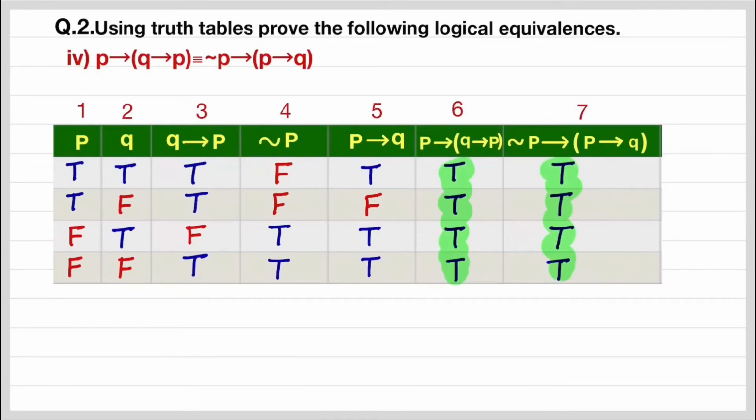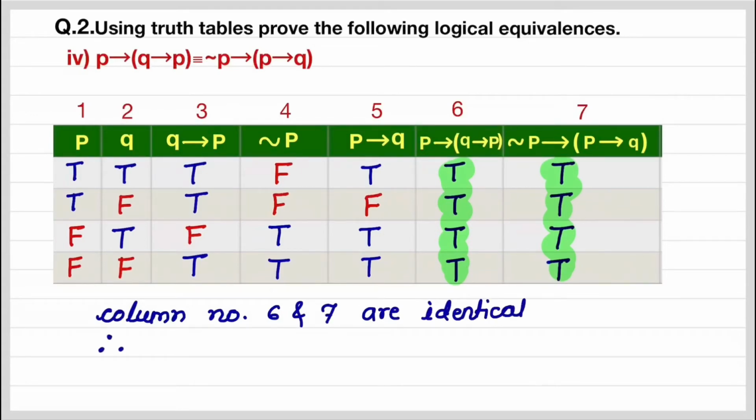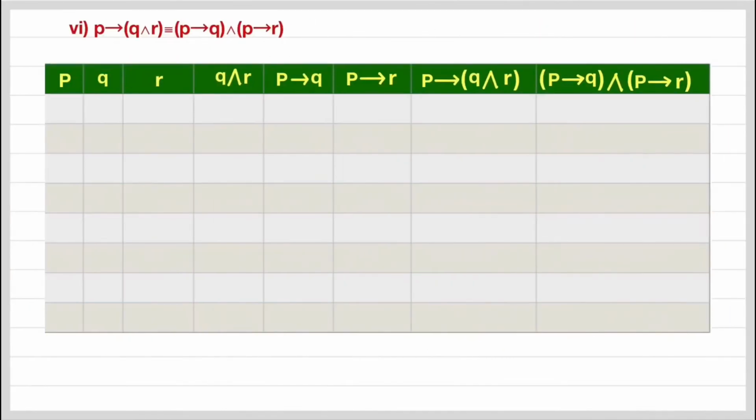Now observe columns number 6 and 7. These two columns are identical because they have identical entries. Column numbers 6 and 7 are identical. Therefore, P implies Q implies P is equivalent to negation of P implies P implies Q.